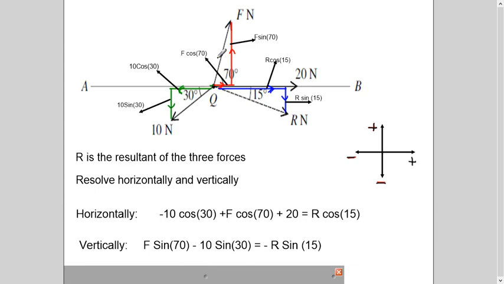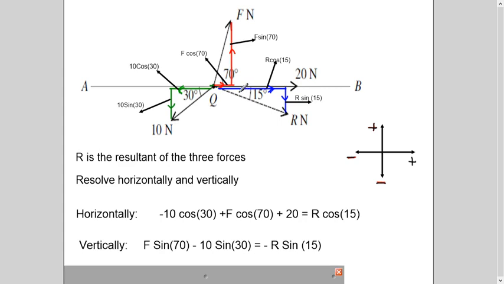When we resolve vertically, we see this red line up, green line down, blue line down. The blue is the resultant, which is R sine 15, so that's why I'm writing it equals to. I'm using a minus sign because it is pointing downward. Now this is 10 sine 30 downwards. I'm writing minus 10 sine 30 plus F sine 70.